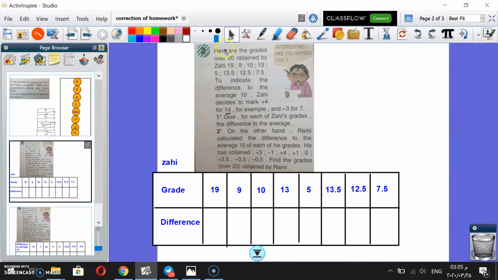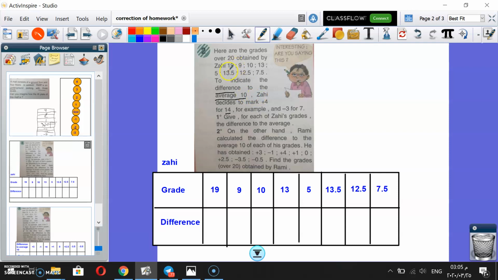Exercise 2. Here are the grades over 20 obtained by Zahi: 19, 9, 10, 13, etc. To indicate the difference to the average 10, so the average is 10. What do you mean by average 10? If you got 10 over 20, or above 10, you will pass. Below 10, you will fail. So if you get 9 over 20, you will fail. So 10 is the average, as you know.